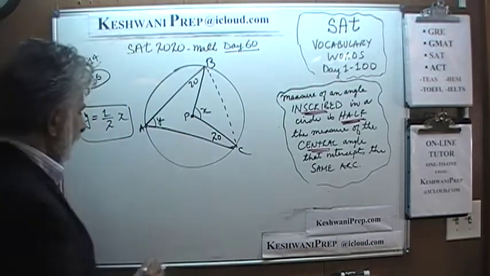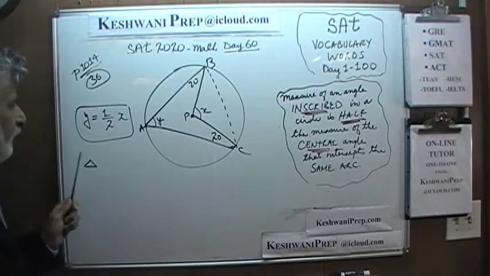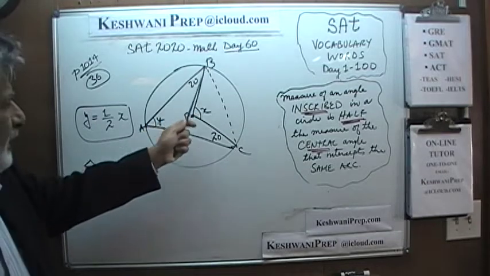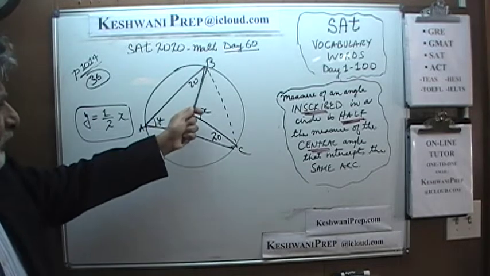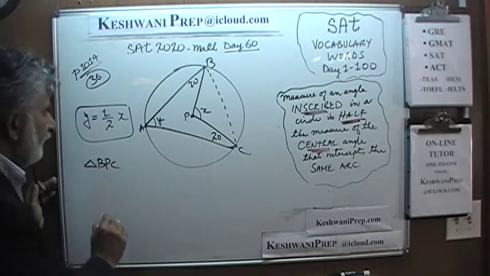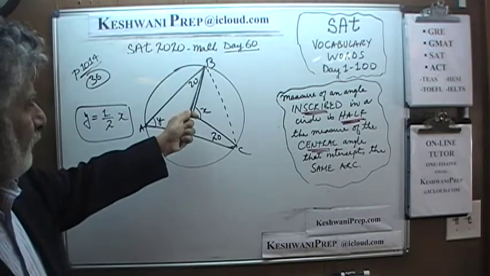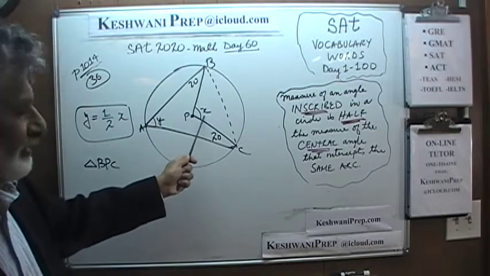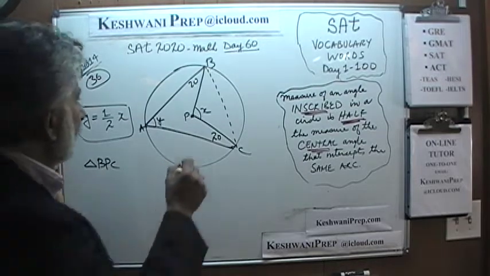In triangle BPC, let's deal with that first. BPC. In triangle BPC, this angle is X. This is Y, let's call this Z.